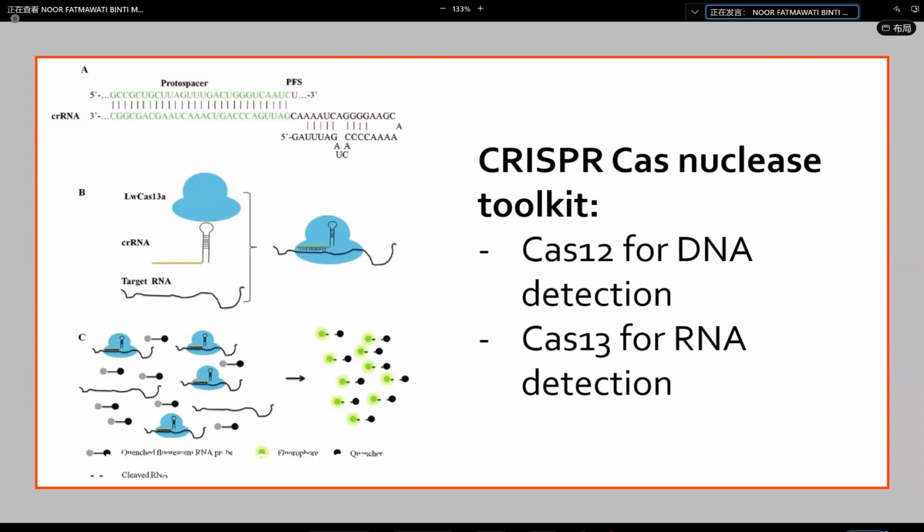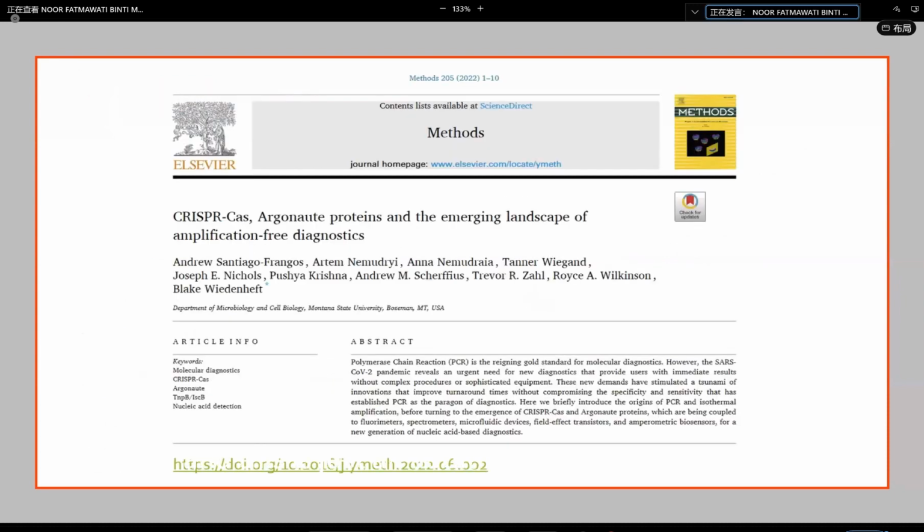Again, this is some more about the guide RNA. And this is just an additional reading for you.